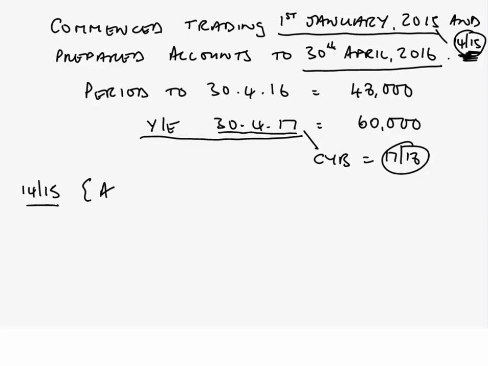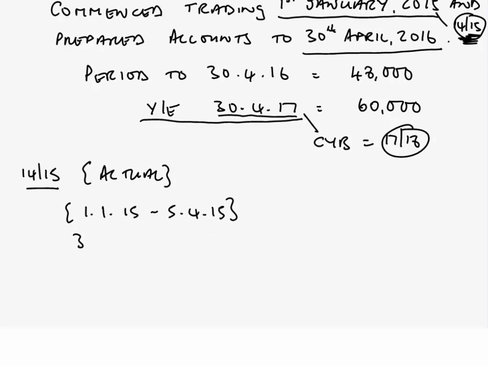So what have we got? 14-15 actual. What do we mean by actual? Start date 1st of January through to the following 5th of April. How many months is it? As we just stated, it is 3 months. 3 months, however, this time drawn from an opening period of 16 months, in which we made £48,000. And 3/16 of 48, that is going to give us £9,000.